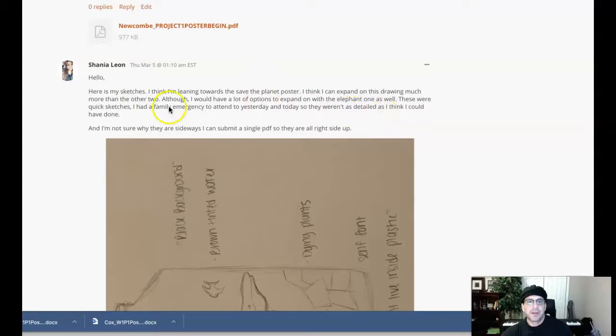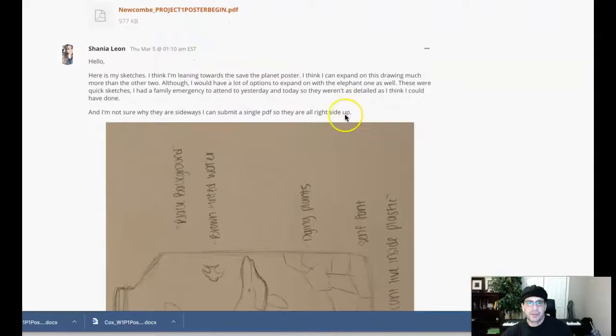Okay, here are my sketches. I think I'm leaning towards the Save the Planet poster. I think I can expand it much more than the other two, although I have a lot of options to expand with the elephant as well. These are quick sketches and I had a family emergency yesterday, so they weren't as detailed as they could have been.